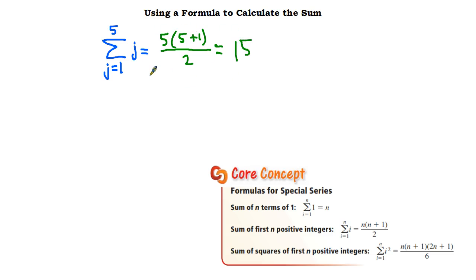And I'm going to leave it as an exercise for you to actually write out the series. In other words, what would it look like if I actually wrote out, when j equals 1 and j equals 2 all the way to j equals 5, do I get 15? It'd be nice for you to see it both ways.